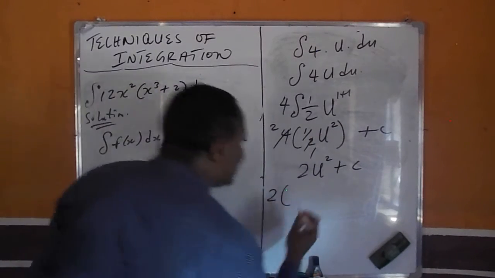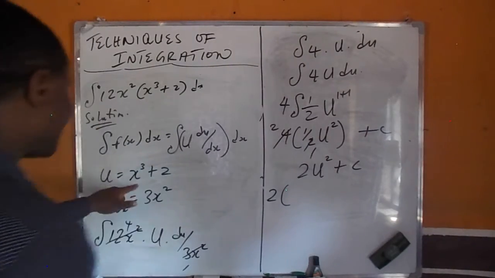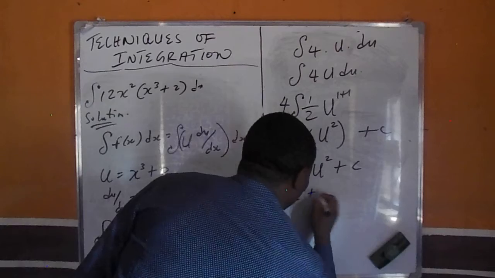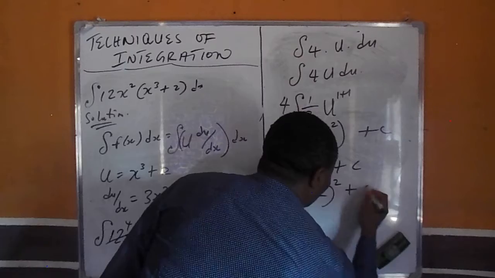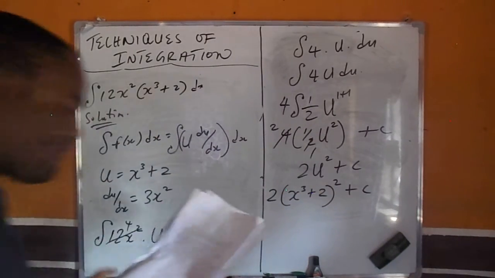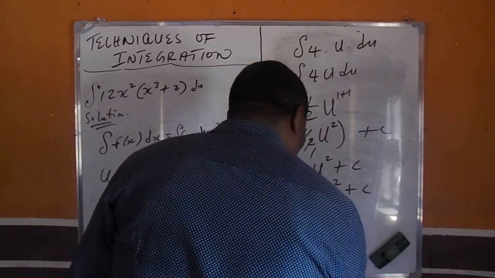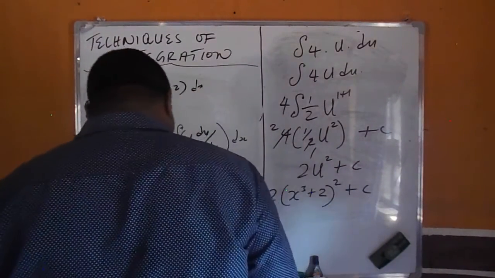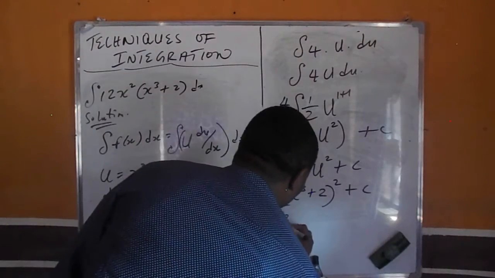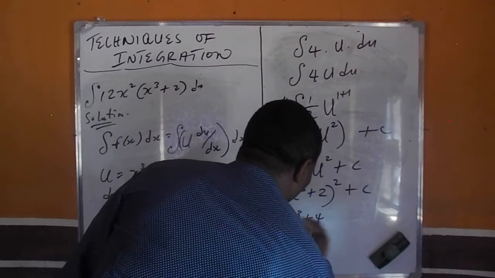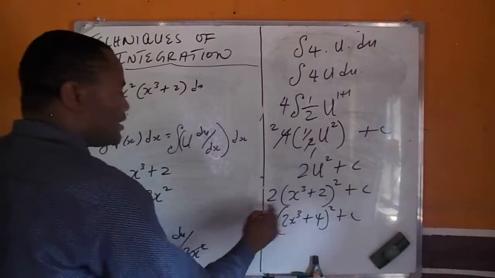Therefore, 2 in bracket, what is our u? Our u is x cubed plus 2, bracket close raised to power 2, plus c. Now that we have 2 here, 2 in bracket x cubed plus 2, plus c. That is our answer. Some people say multiply 2 times 2x cubed, 2x cubed plus 4, raised to power 2 plus c. You see some people writing like this, but it is better this way.